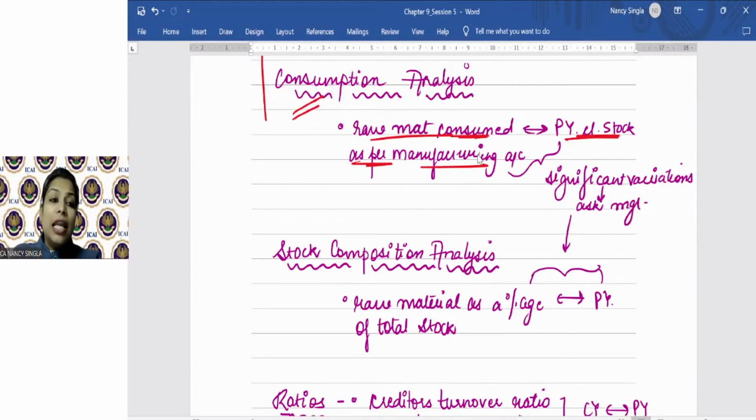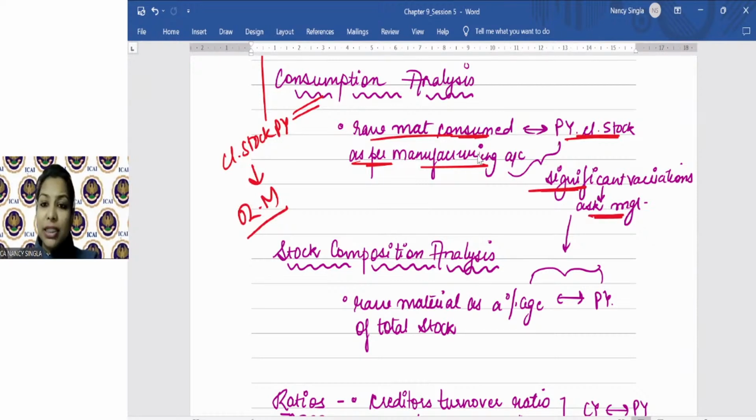ठीक है? Now, whatever is the closing stock of the previous year, auditor will compare कि कितना use हुआ during the year. Whatever are the significant differences, auditor will ask the management कि new purchases हैं क्या, or what is the reason for that difference. Simple. So consumption analysis कि कितना consume हुआ, कितना closing stock previous year का था, कोई variances है management से discuss कर लो. Simple.